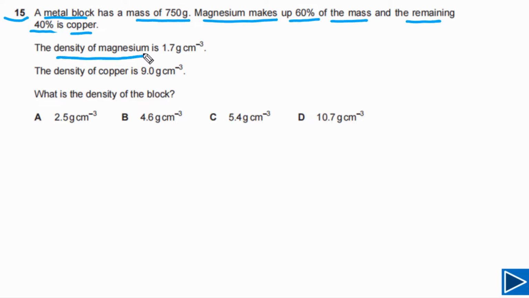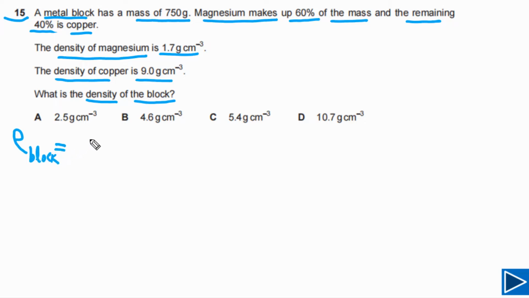Density of the magnesium is given and this is equal to 1.7 gram per cubic centimeter, and density of copper is also given, that is equal to 9.0 grams per cubic centimeters. We need to find out what is density of the block. Now, first of all, let's try to understand how we can find out density of the block. So simply I will write down here density of block.